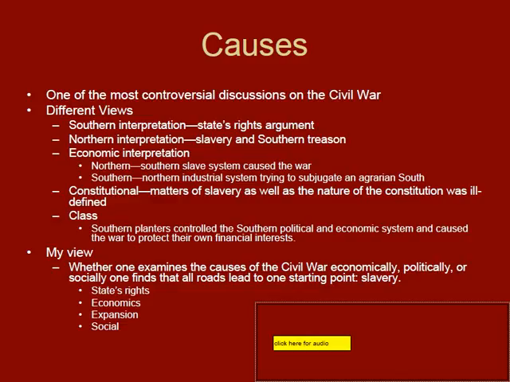I believe that whether one examines the causes of the Civil War economically, politically, or socially, one finds that all roads lead to one starting point, and that is slavery itself. The states' rights argument I find problematic simply because the states' right that South Carolina and Georgia seceded to protect was their right to keep slaves. Even in the nullification crisis, when they threatened over the tariff, part of the reason the tariff was predatory in their eyes was because they were in an economy that had a plantation system.